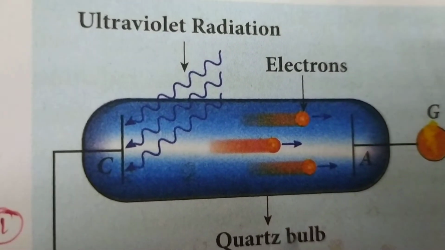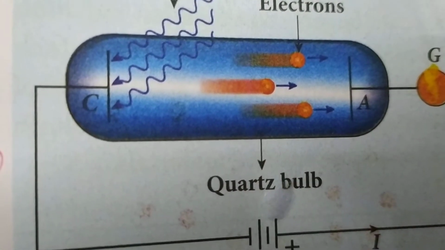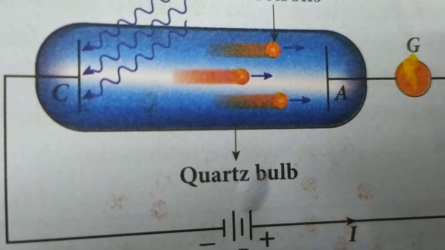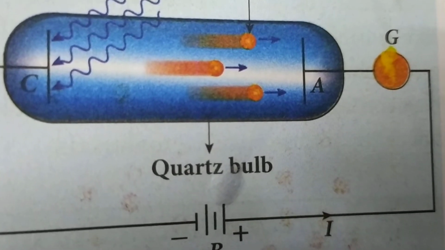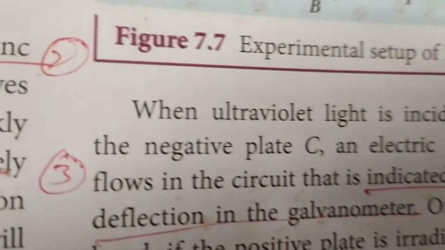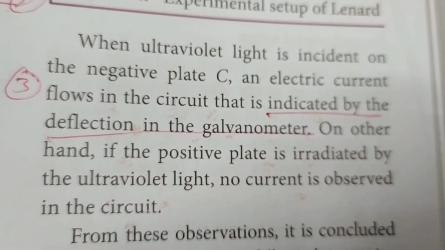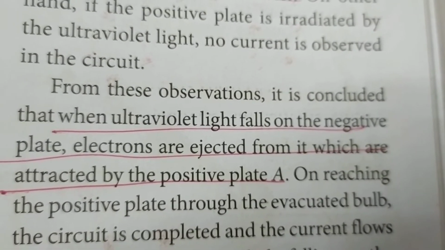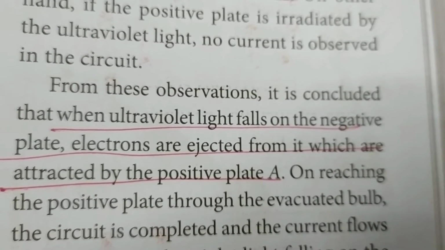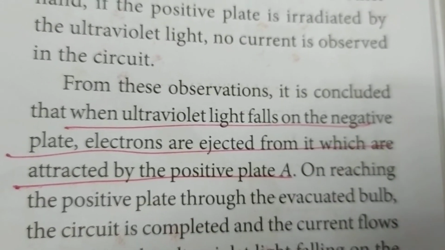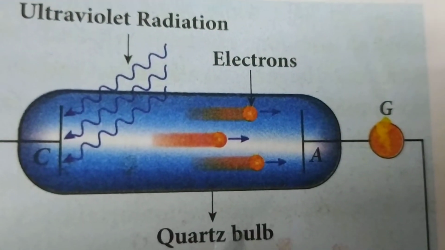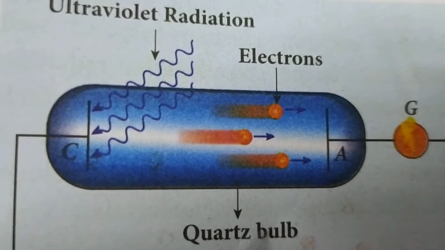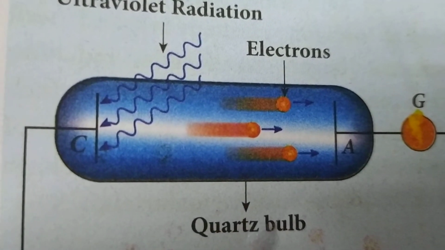And so here the ultraviolet radiation falls on the cathode, and because of that electrons are produced, and these electrons are accelerated towards the anode, and they induce a current, which is shown by the deflection in the galvanometer. That is a part of this experiment. So the current flow is indicated by the deflection in the galvanometer. From this we can see that when ultraviolet light falls on a negative plate, the electrons are ejected from it, which are attracted by the positive plate. Whereas when the ultraviolet radiations fall on the positive plate, there is no emission of electrons. So only the negative plate will give you the electrons, which are then accelerated towards the anode.